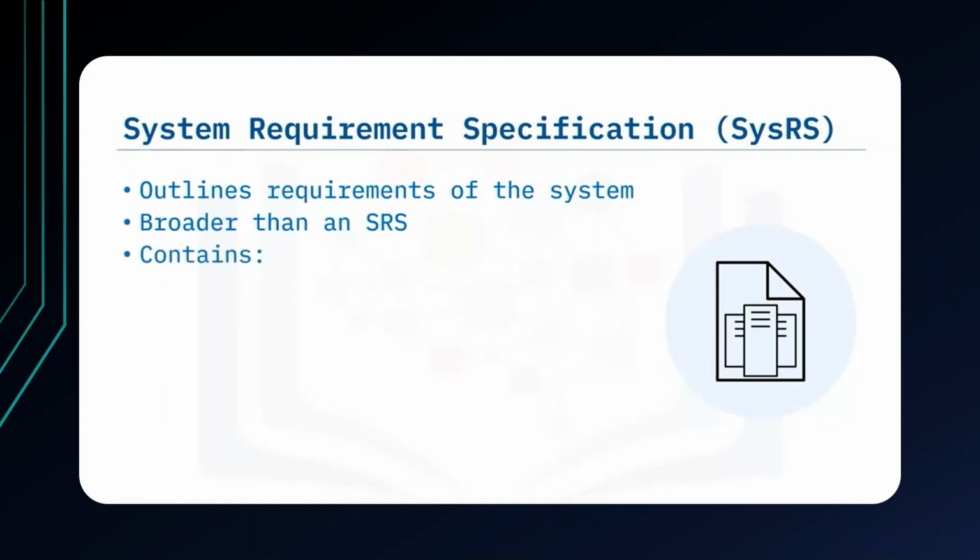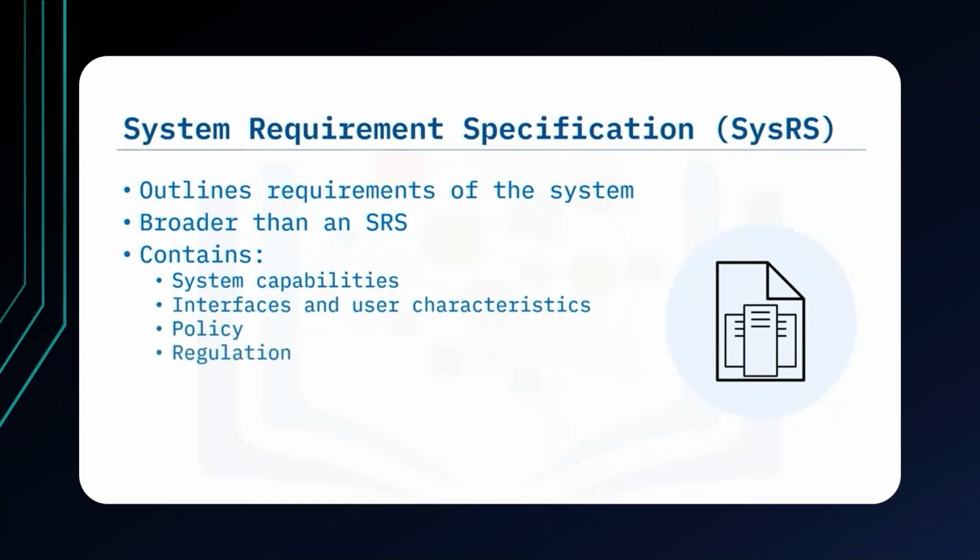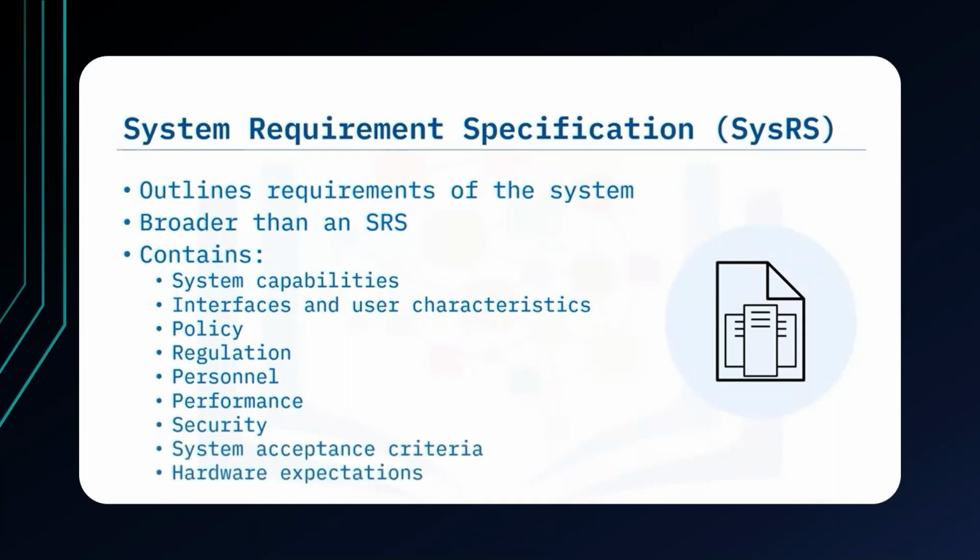The SysRS contains system capabilities, interfaces, and user characteristics. It may also include policy requirements, regulation requirements, personnel requirements, performance requirements, security requirements, and system acceptance criteria. It also outlines expectations of the hardware needed for the system in addition to software requirements.